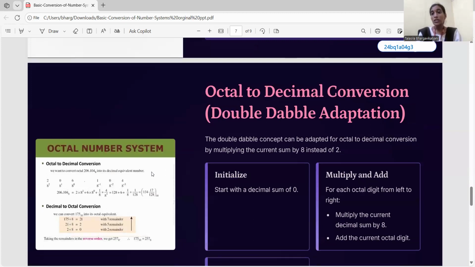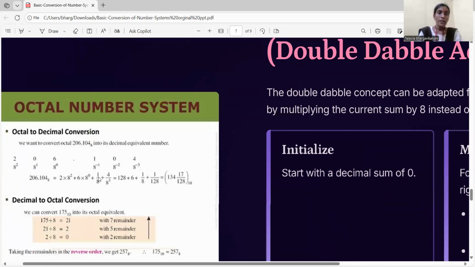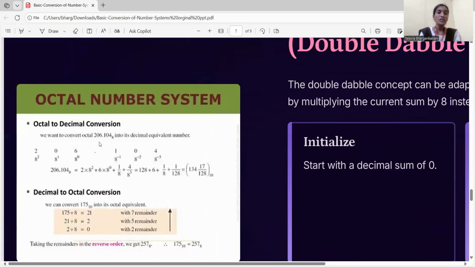Now we see octal to decimal conversion. Like before, if I take a number 206.104 base 8, here it is base 8. So in the before case, binary means it is base 2, so there we have taken 2 powers. Here it is base 8, so we need to take 8 powers. The first position is 8 power 0, which means 8 power n minus 1. Here n is the position they represent.